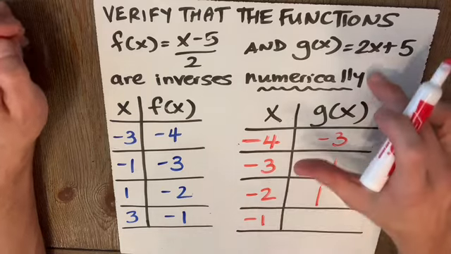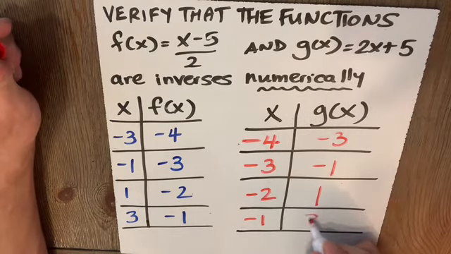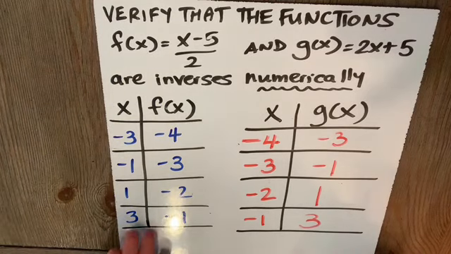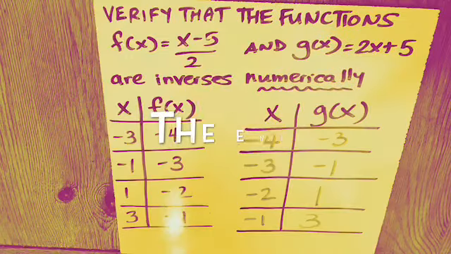-1 was our output, used as the input. -1 times 2 is -2 plus 5 is 3. So you can see every (x, y) point I chose became (y, x). And so these are inverses of each other to the best of my knowledge based on the numbers I chose.